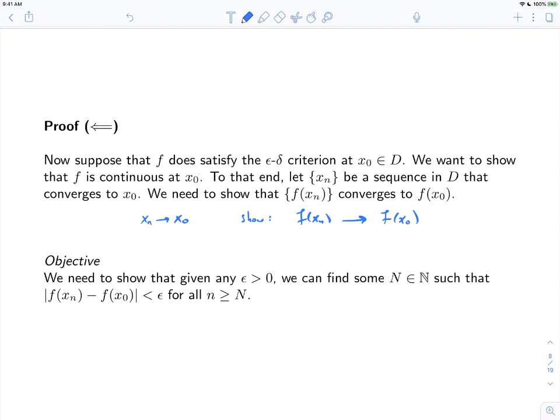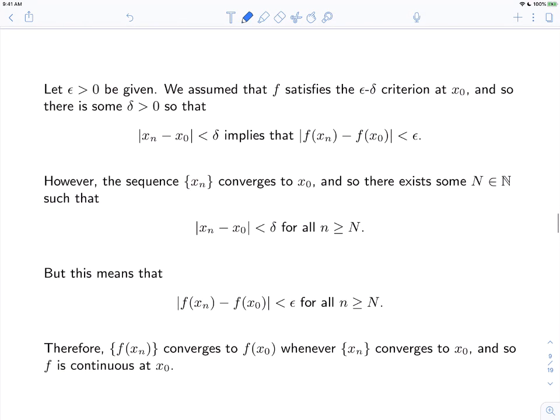All right, so what is our objective? We need to show that given any epsilon greater than 0, we can find some capital N such that the distance between f at xn and f at x0 is less than epsilon for all n larger than that N, so n sufficiently large. We're assuming that it satisfies the epsilon delta criterion, and we're going to use that to show continuity.